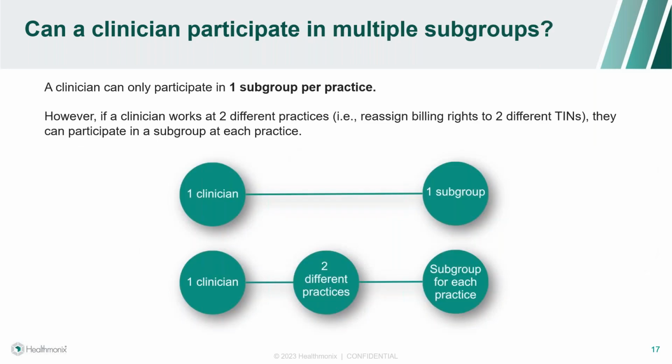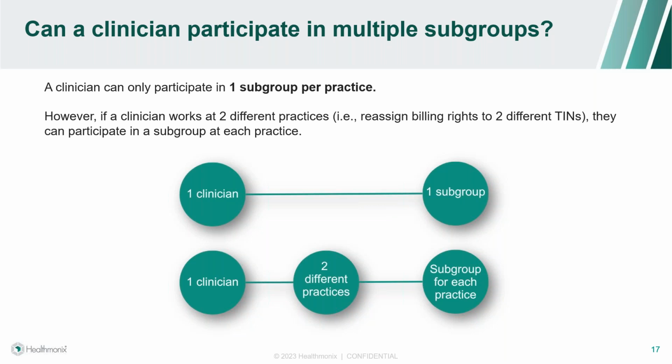Can a clinician participate in multiple subgroups? Well, this goes back a little to what I was saying before. You could only participate in one subgroup for the practice that you're in. But if you're in 5 different practices, you could be in 5 different subgroups. So CMS takes the NPI and the TIN combination, so a provider and practice combination, and you're only allowed to do 1 subgroup per that combination.